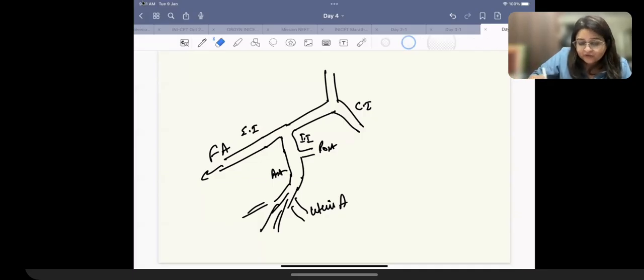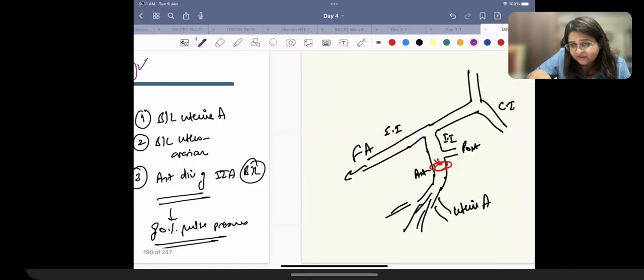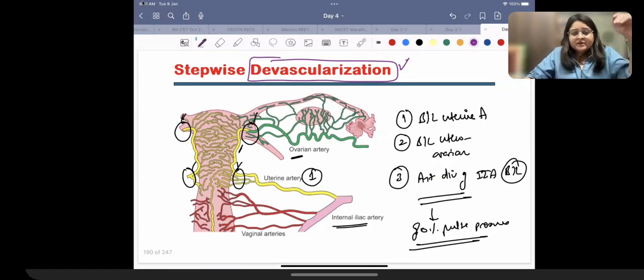Okay, so when you're doing an internal iliac artery ligation, it has to be here. After the posterior division is given off, then you ligate the anterior division. Okay, so this is what you do. Uterine artery, utero-ovarian anastomosis, and then internal iliac artery ligation. Okay, if this also fails, then the last resort is you're going to do a hysterectomy. So that's the last resort, doing an obstetric hysterectomy.